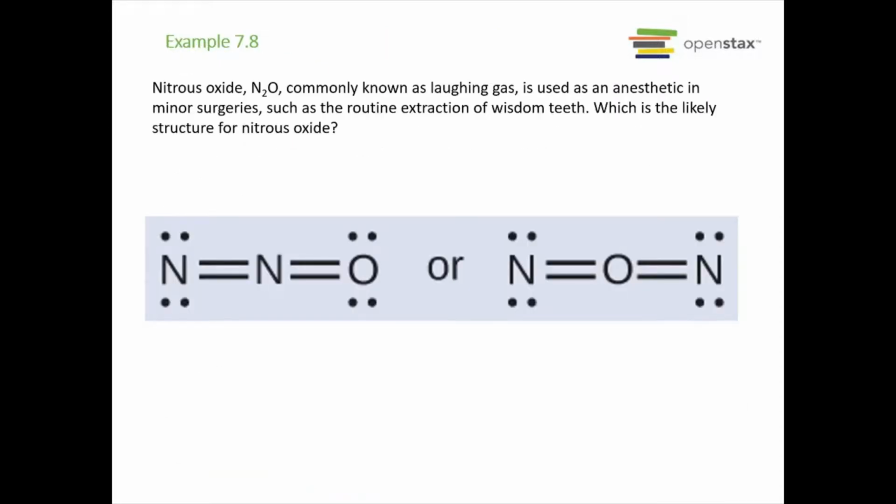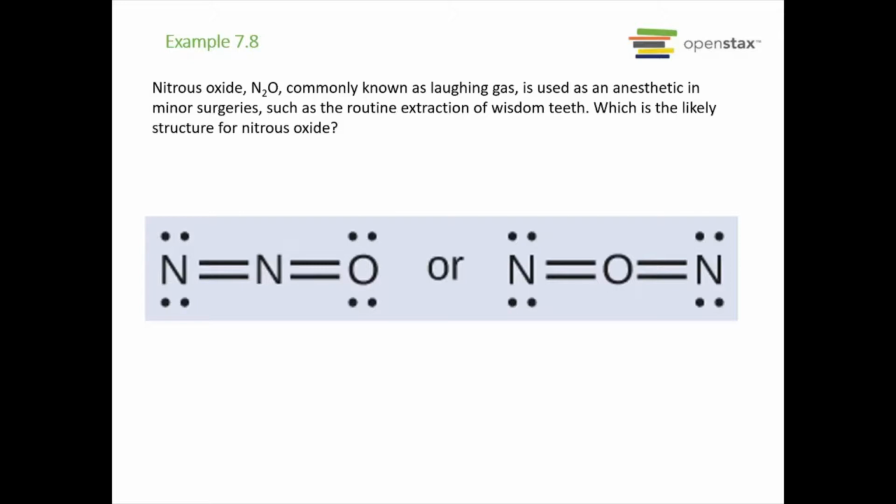So let's look at an example. Nitrous oxide, or N2O, is commonly known as laughing gas. This is used as an anesthetic in minor surgeries, like getting your wisdom teeth pulled. And we want to figure out the likely structure for nitrous oxide. So we're given 2 potential structures, and what we need to do is figure out the formal charges on the atoms and then go from seeing which one best satisfies the criteria that we've been given about finding the most stable structure with formal charge.